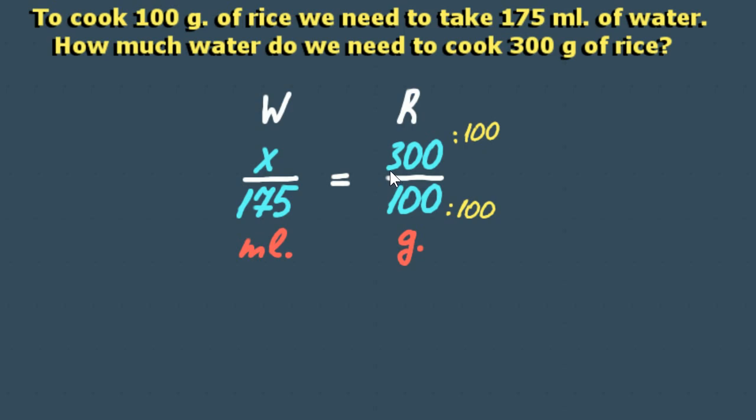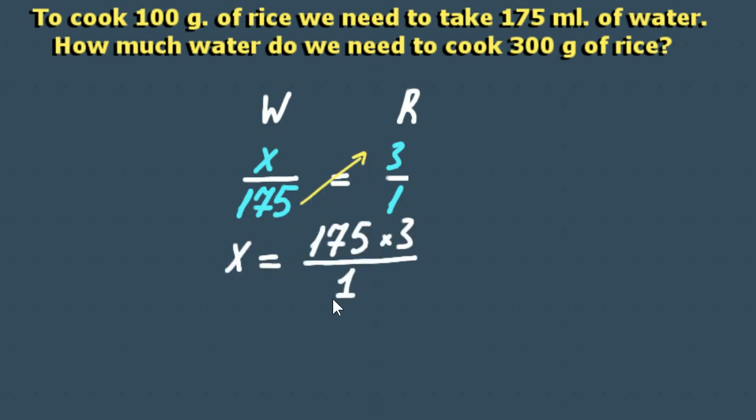And we get the ratio 3:1. We transfer 175 to the right part. 1 can be omitted. So I get 525 milliliters of water.